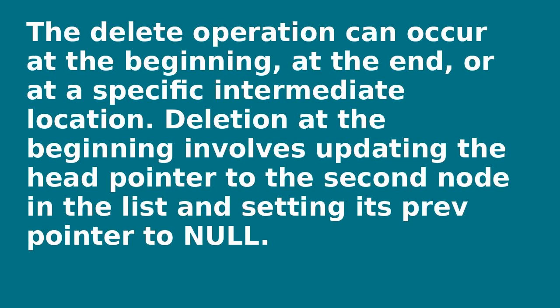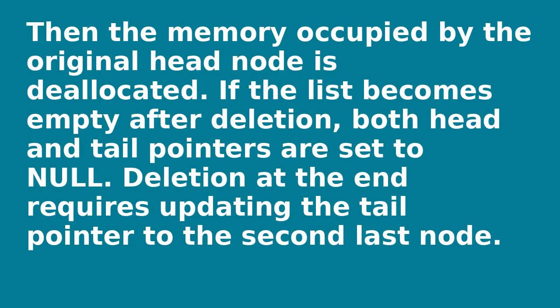Deletion at the beginning involves updating the head pointer to the second node in the list and setting its prev pointer to null. Then the memory occupied by the original head node is deallocated. If the list becomes empty after deletion, both head and tail pointers are set to null.